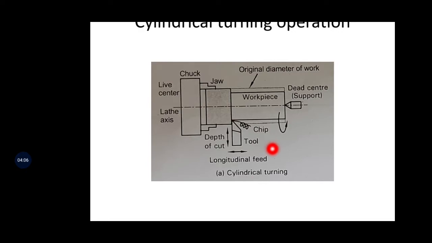So 1 mm or 0.5 mm or 1.5 mm, you have to rotate it vertically. You have to move the tool post in the vertical direction, so that the depth of cut will be given. So feed is given with the help of the carriage in the cylindrical turning operation. Depth of cut is given with the help of the tool post. This is the depth of cut direction.